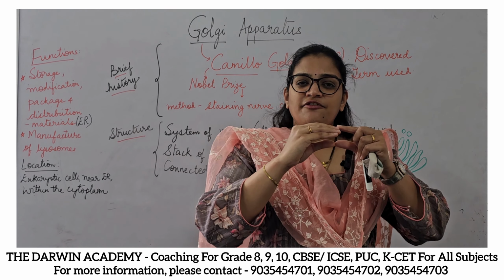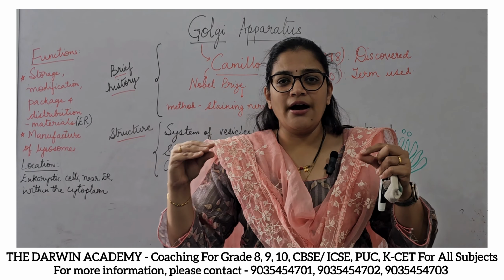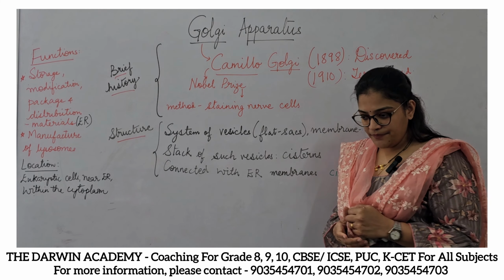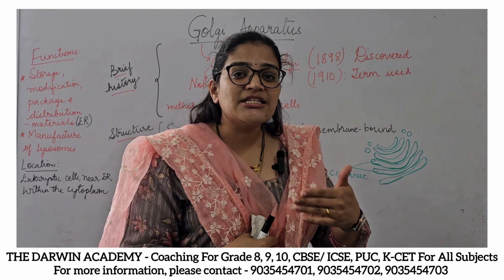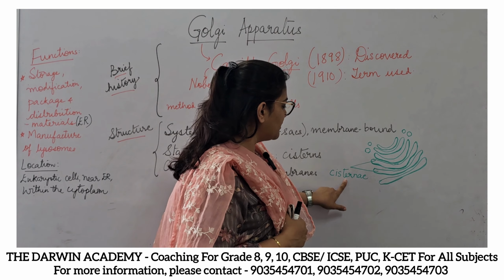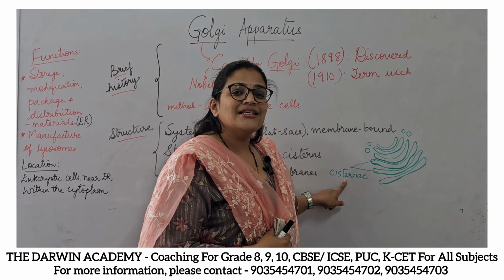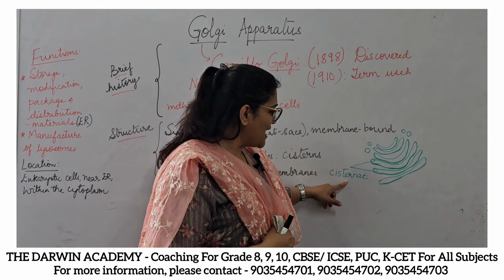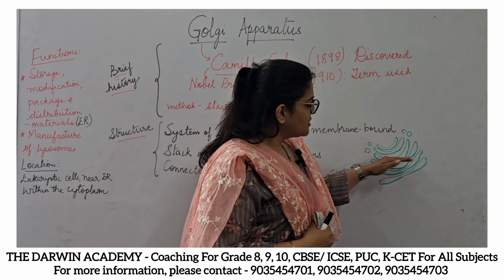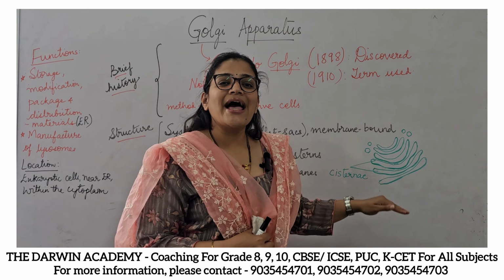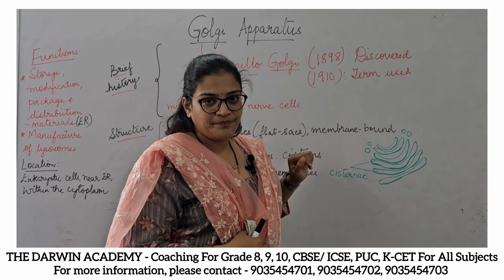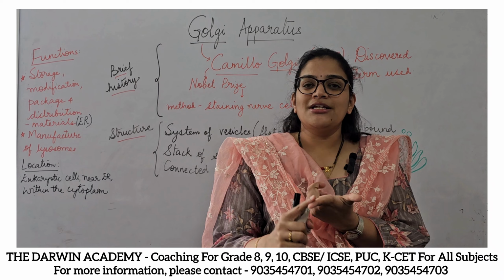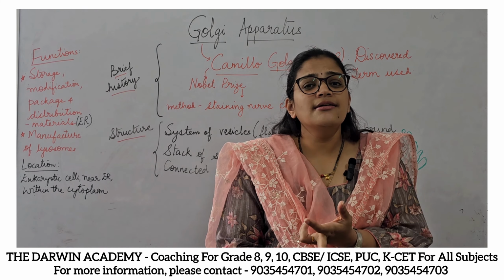So, these flat sacs are called cisterns, singular, right? If there are many cisterns placed one above the other, then it is called cisternae. So Golgi apparatus has many such cisternae stacked one above the other. Got it? You should have understood what vesicle is, what is a cistern, and what is a cisternae.